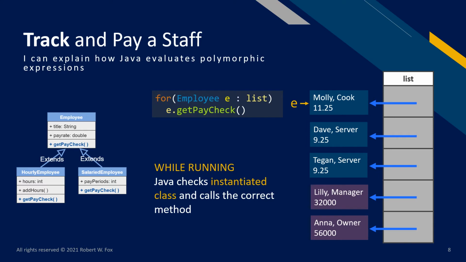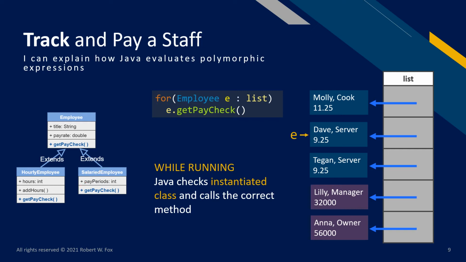Once the program is running, Java will now take a look at the actual objects. So the first pass of the loop for each Employee e is going to refer to the very first Employee in our ArrayList. And at this point, Java, before we ran it, already checked to make sure the getPaycheck method existed in the declared class. So now it's going to check the instantiated class. Java is going to look at that object, realize it's an HourlyEmployee, and it's going to check that class for the method and call it. And so when we process our first employee, it's going to call the getPaycheck method in the HourlyEmployee class.